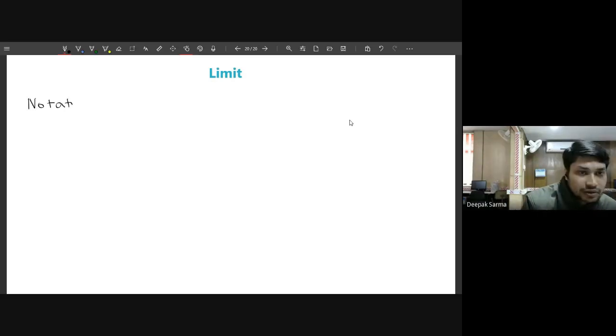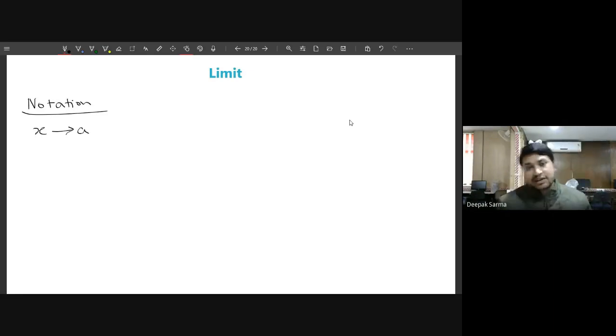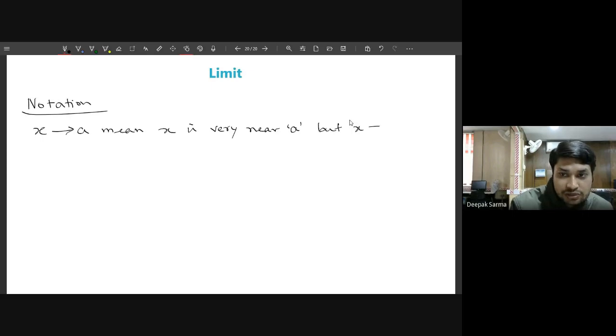First of all, the first notation I am going to use is this one. You can read it as x tends to a, or x approaches a, or in different ways. What do we mean? x is very close to a. It's a number very close to a. In other words, the difference x minus a is very small, but it is not zero. The number x minus a is not zero, but it is a very small number.